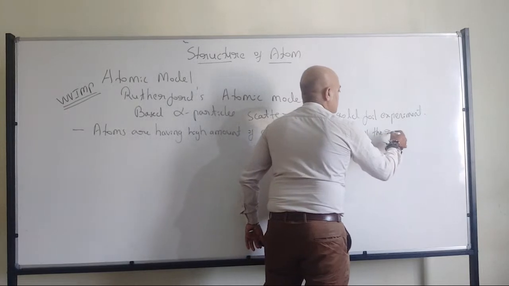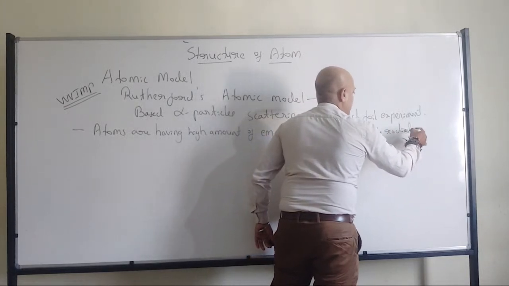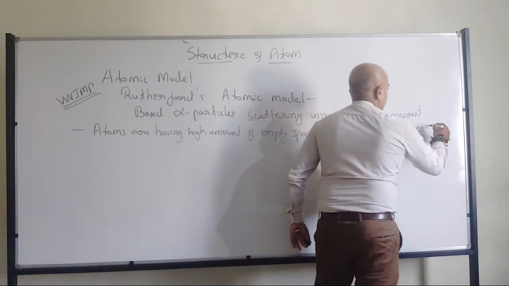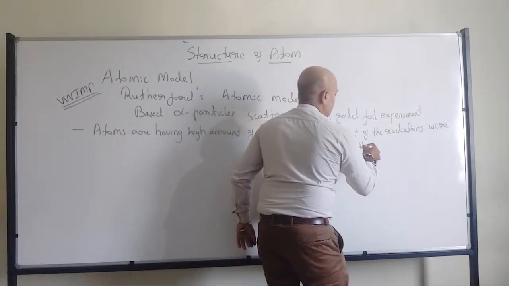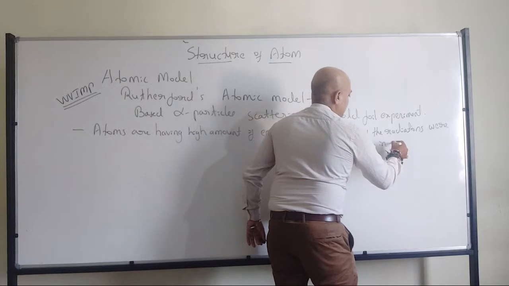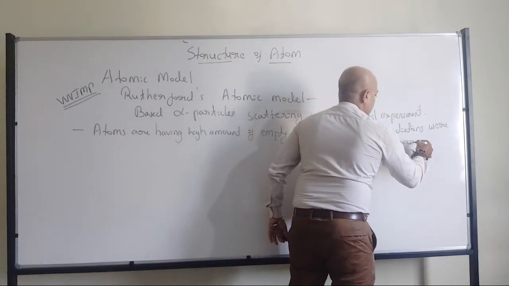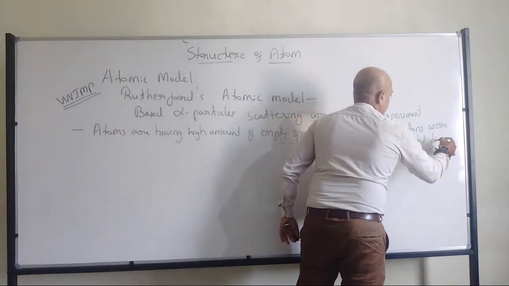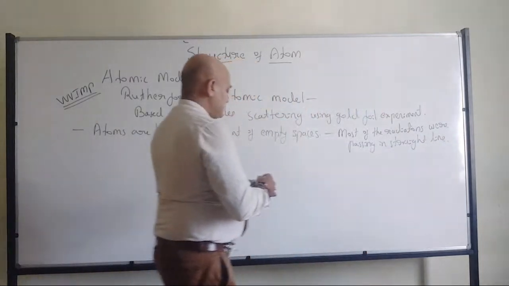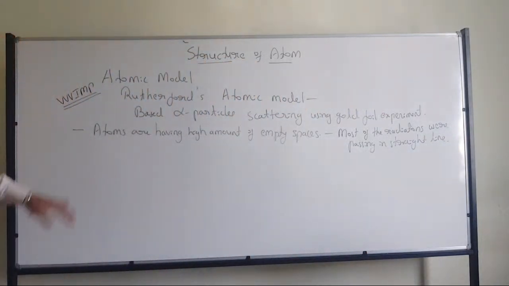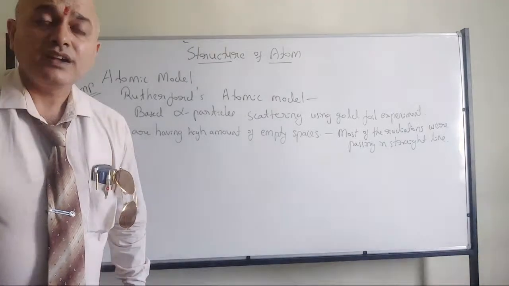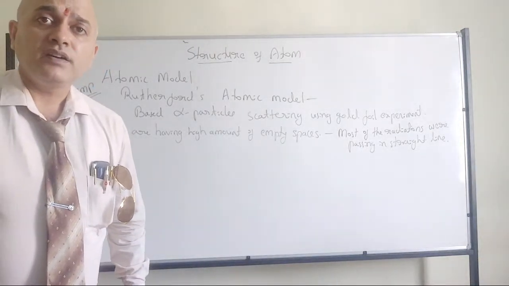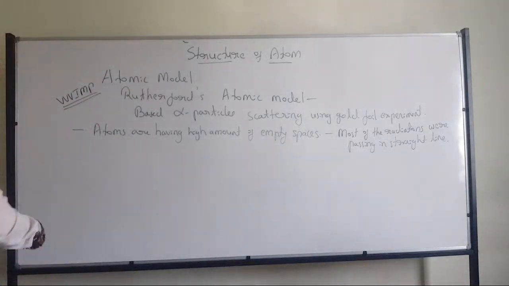So, due to this reason, most of the radiations were passing in a straight line. So this is the reason: atoms are having a high amount of empty space. All of you have understood? Now, next one.